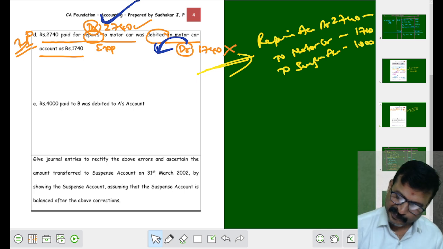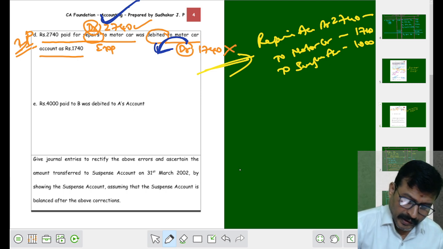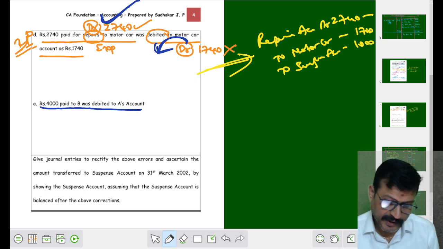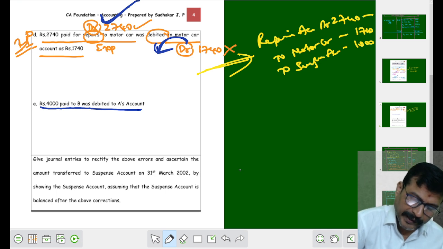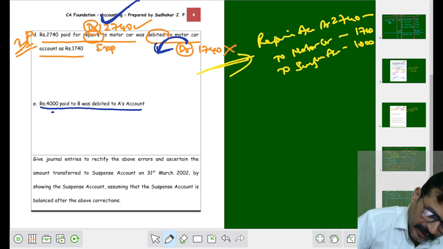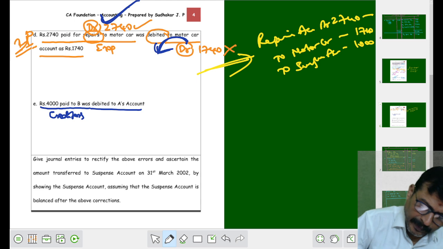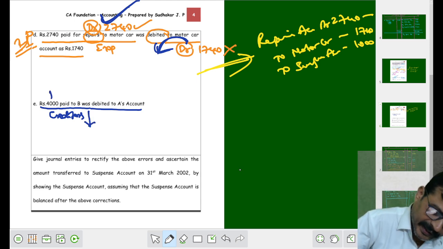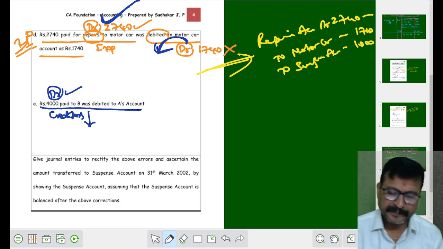See the next one. What happened? Rupees 4000 paid to B was debited to A's account. To whom is it paid? Paid to B. When you are making the payment of money to B, B is creditors. When you paid money to B, creditor decreased. When liability decreased, it is to be debited with correct.